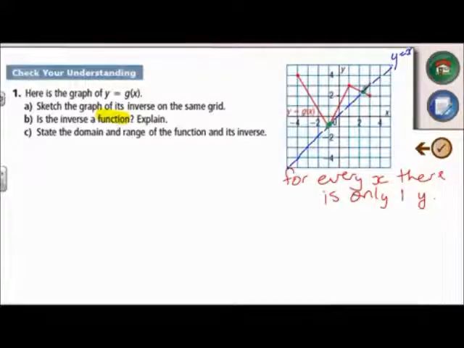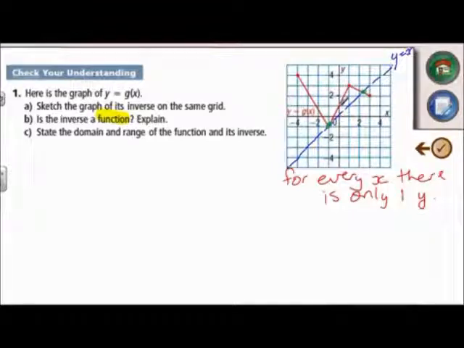This is an inverse. Inverses switch everything to do with x with everything to do with y. So we're going to switch all things to do with x with all things to do with y. That means x-intercepts become y-intercepts, y-intercepts become x-intercepts. Let's do that first.